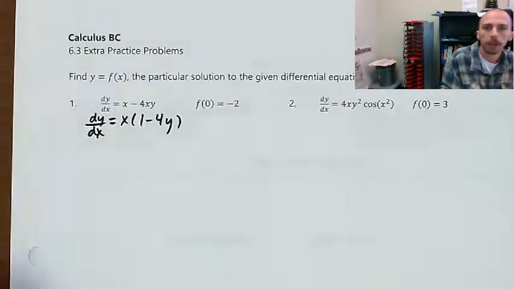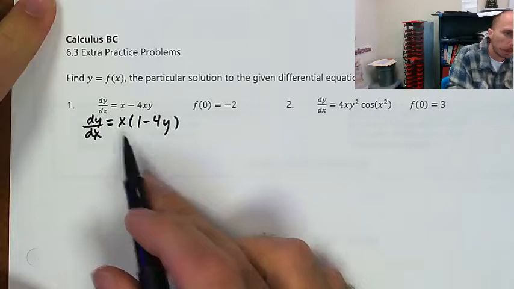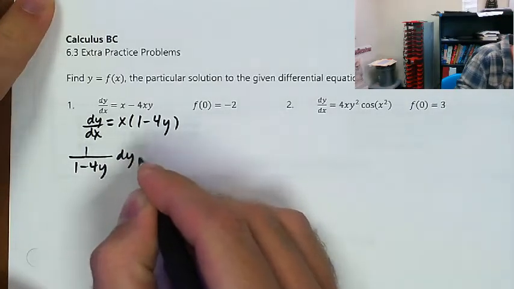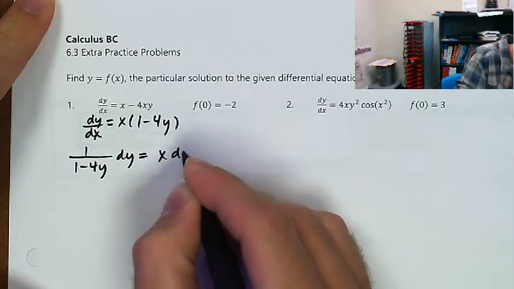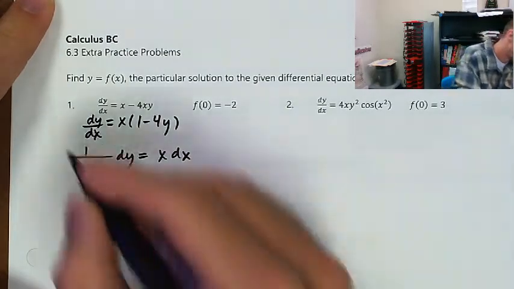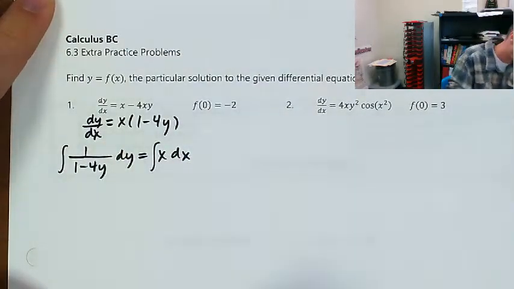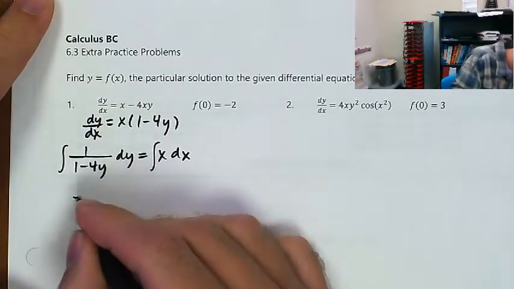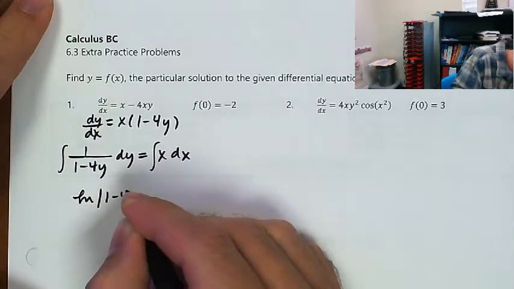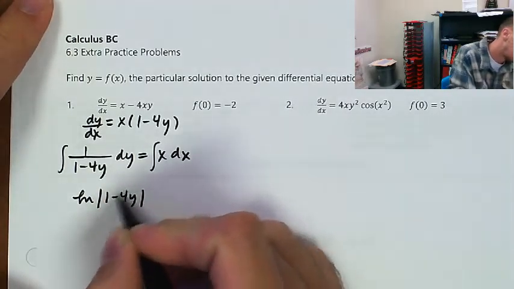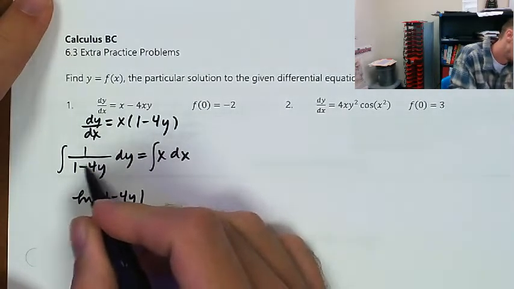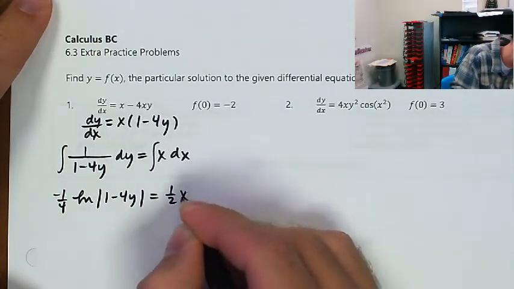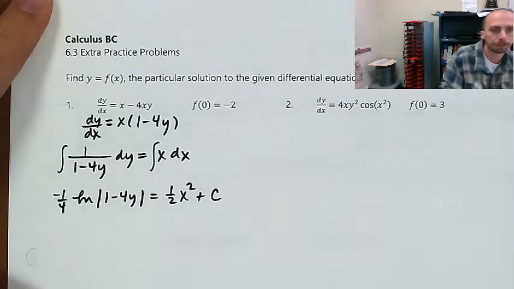Okay. And so now I can start getting towards separation of variables. I'm going to divide both sides by 1 minus 4y. And then I'll have an x dx over here. And if these two things are equal, their antiderivatives will be equal. This is kind of a linear inside, so this is going to have log absolute value of 1 minus 4y. And then I'm going to have to divide by the slope of the inside, which is right here, and that's going to be divided by negative 4. So negative 1/4 log absolute value of 1 minus 4y equals 1/2 x squared plus c.